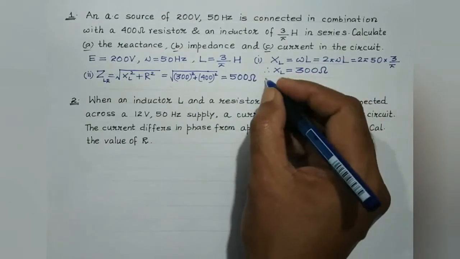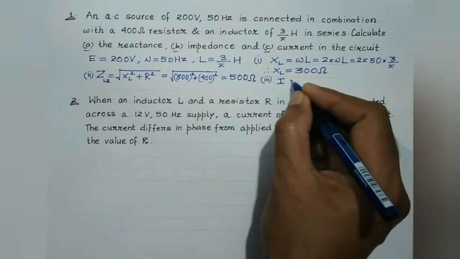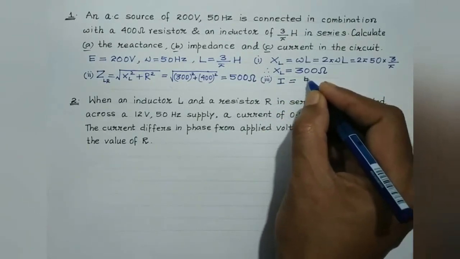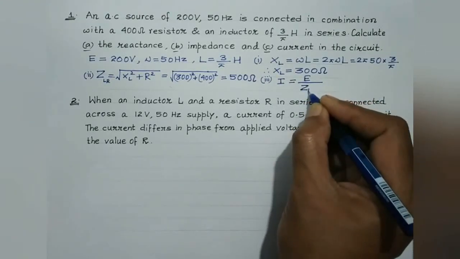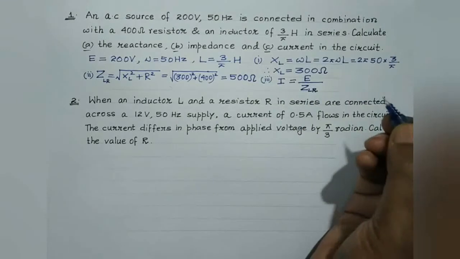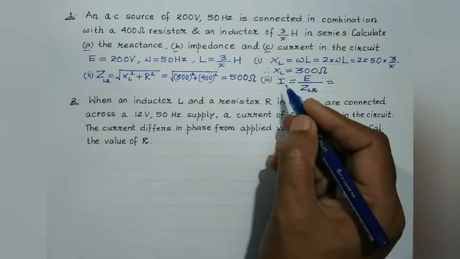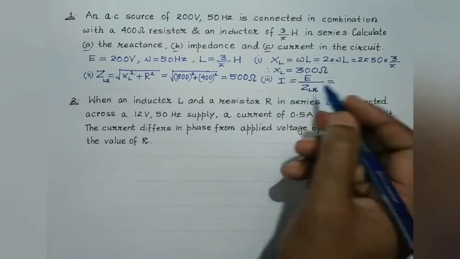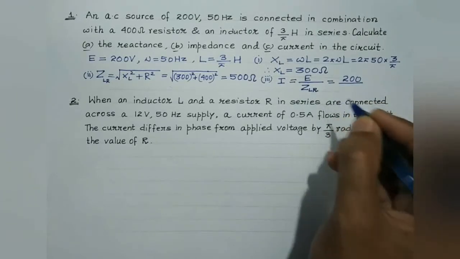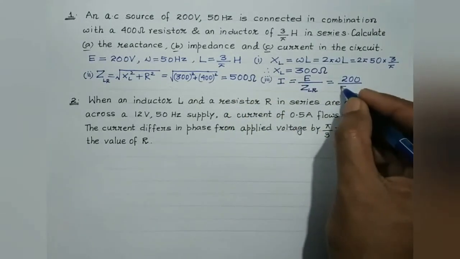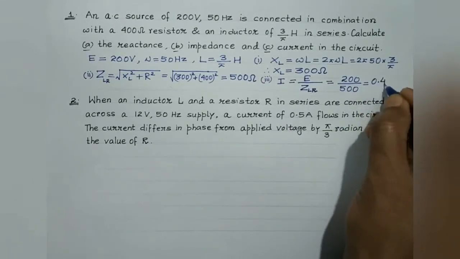Let's consider the third part. We are supposed to find out the current in the circuit. Current is obviously the net EMF, instantaneous EMF, divided by the impedance, the net resistance offered by the inductor and the resistor collectively. So the virtual value of the alternating current is E by ZLR. E is 200 divided by ZLR, which is found to be 500. So it will be 2 by 5, that is 0.4 ampere.